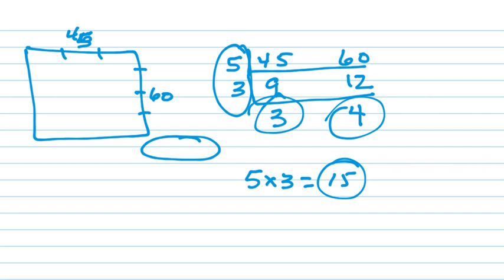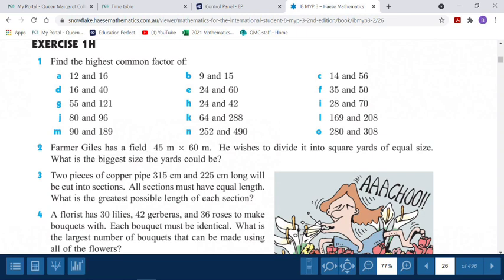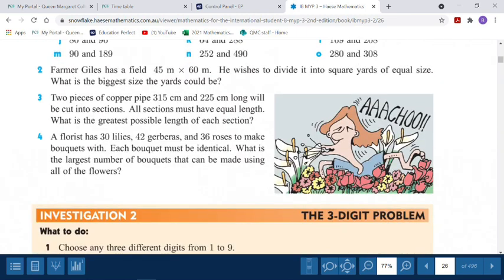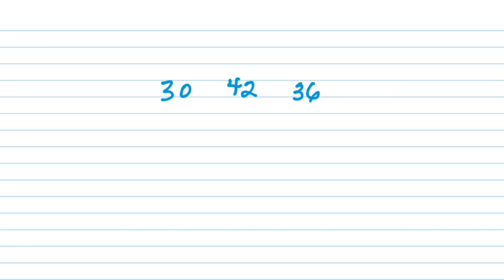So, looks good? Here's one that has 3. Look at this one. A florist has 30 lilies, 42 gerberas, and 36 roses to make bouquets with. Each bouquet must be identical. So we need to divide them all into equal parts. In other words, find the highest common factor. Hold on a minute. So we're going to write them out. So we've got 30, 42, and 36. So what we're going to do is do them all at the same time.